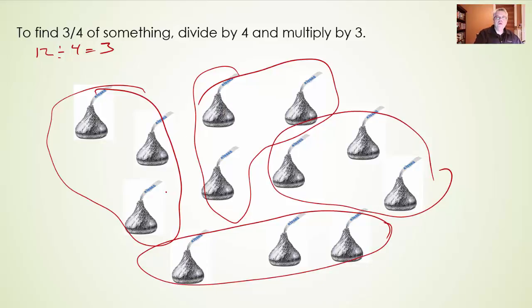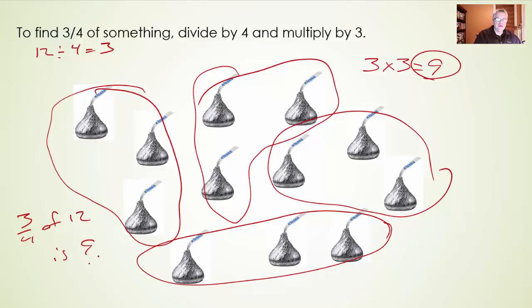Okay, now we wanted 3/4. So we need 3 of these groups. So 1/4 was 3. If we have 3 of them, 3 times 3 is 9. So we get 3/4 of 12 is 9. So the thing I want you to understand, there's 2 things going on. We're dividing by 4 and multiplying by 3. It kind of doesn't matter which order we do those.